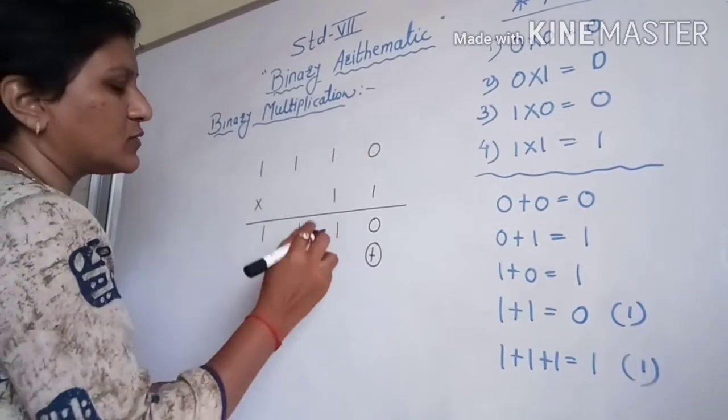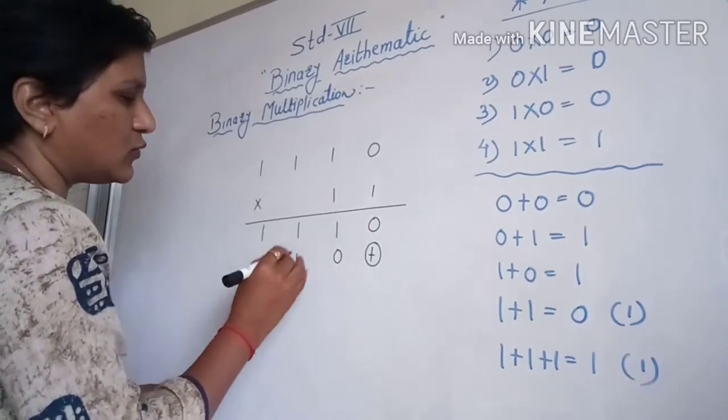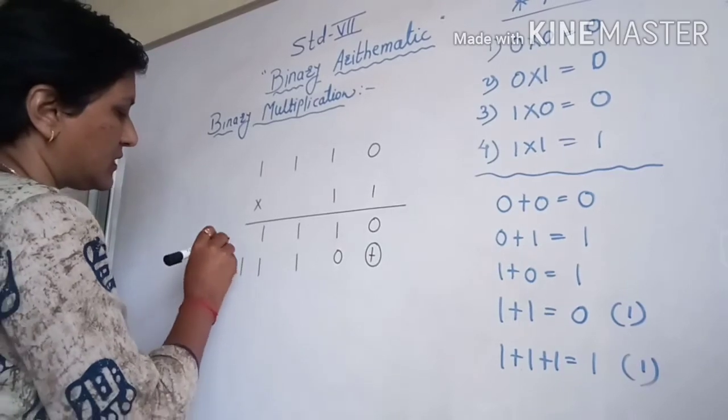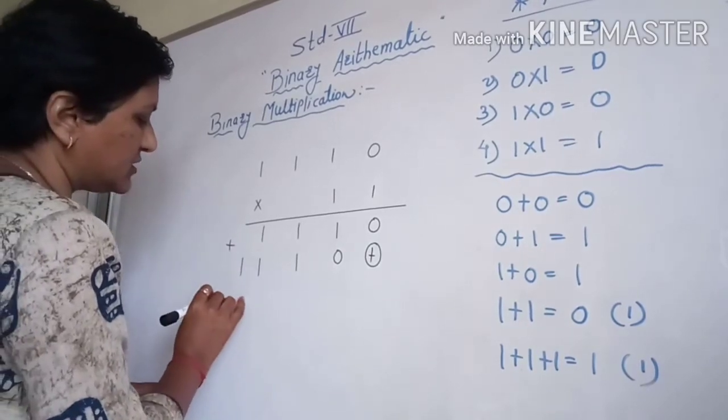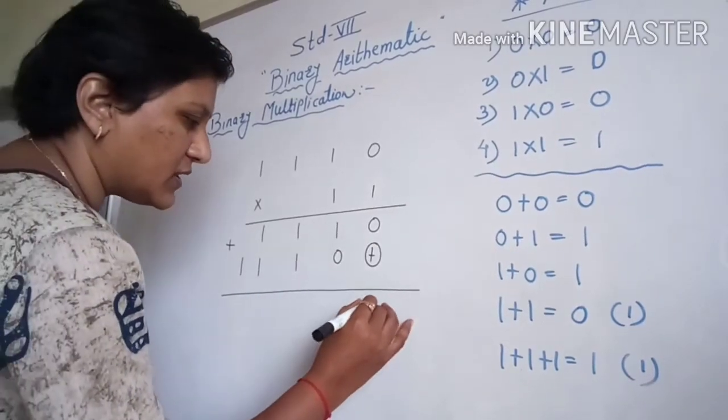1 into 0 will have the value 0. 1 into 1 will have the value 1. 1 into 1 again 1. 1 into 1.